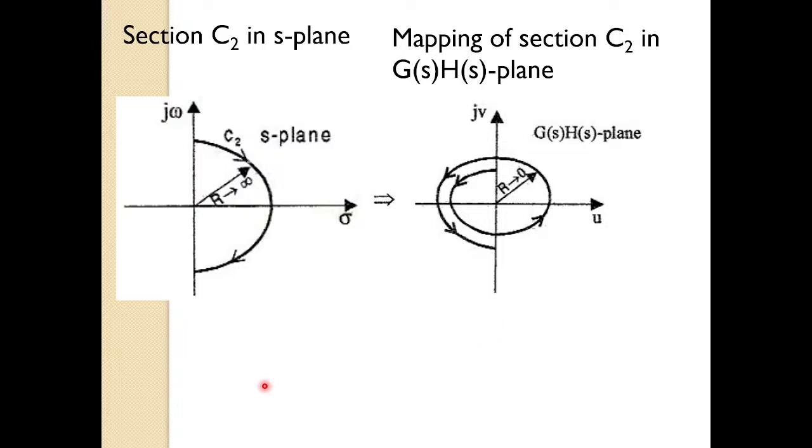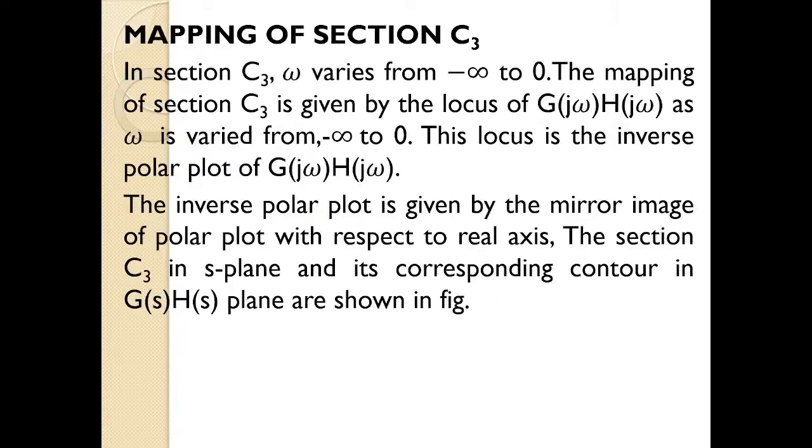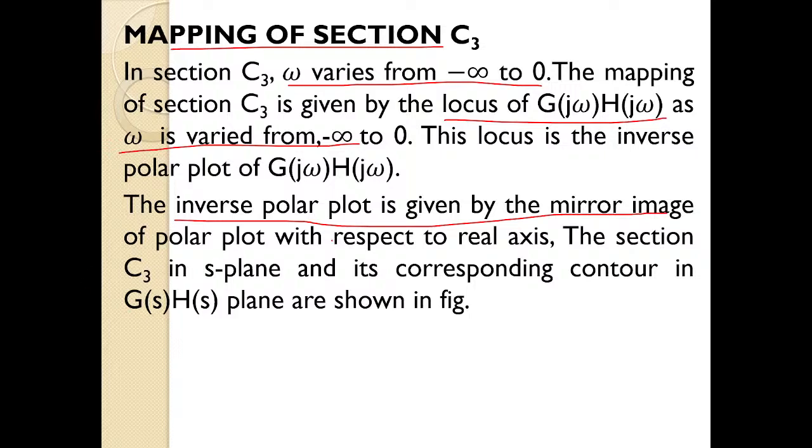Okay, then let us go to C3 section mapping. It is the easiest mapping section. Why? Because C3 is just the mirror image of C1. So for C3, omega varies from minus infinity to 0. The locus of G(j omega)H(j omega) will also vary from omega equal to minus infinity to 0. So it is the inverse polar plot of your C1 section with respect to what? With respect to the real axis.